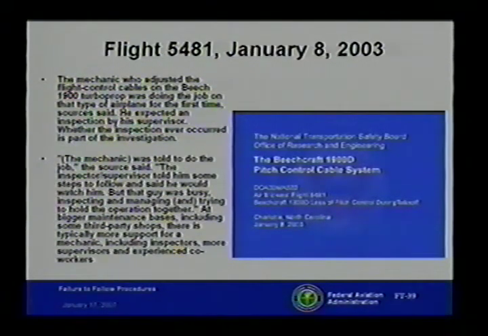But he was busy. This is a smaller operation. It was busy time. It was a turnaround time, and they got real busy and they just didn't get in there and do what they were supposed to be doing. So he needed more inspectors. He needed some more experienced people working with him. Somebody needed to help him out. We'll get into how to stop that later.